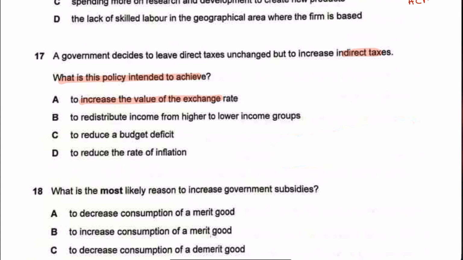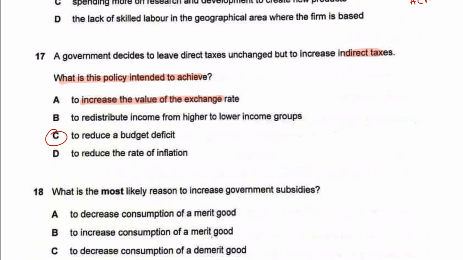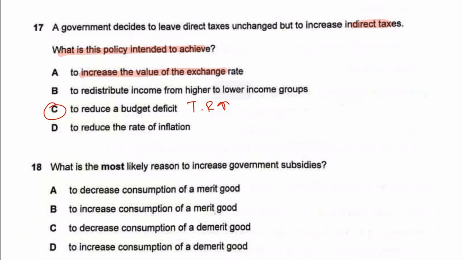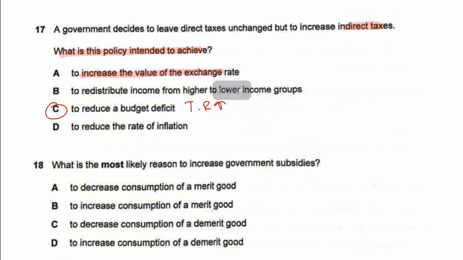To reduce a budget deficit, yes, this would be the answer, because in order to reduce a budget deficit, you need to increase your tax revenues, right? And so the government is increasing indirect taxes like value added tax. So, for example, if the government is increasing fuel tax, carbon taxes, sugar taxes, fuel duties, etc., definitely it is going to increase the government's revenues and hence reduce budget deficit.